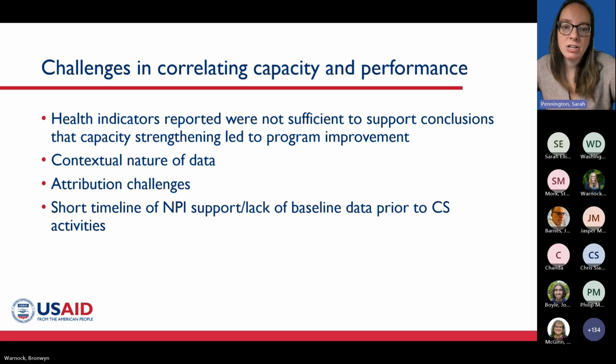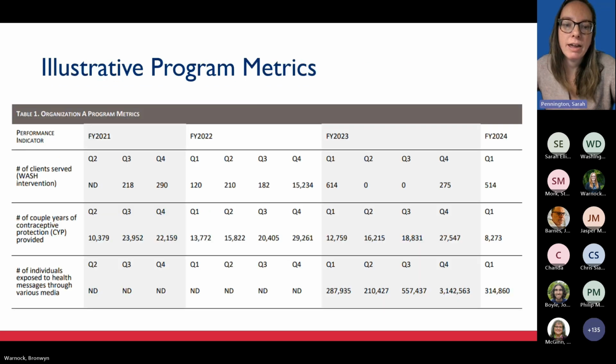One organization tracked 3 indicators linked to their performance goals. They aim to increase the number of clients served through the sale of a wash product, couple years of protection through provision of contraceptive methods, and the number of individuals reached by health messaging.